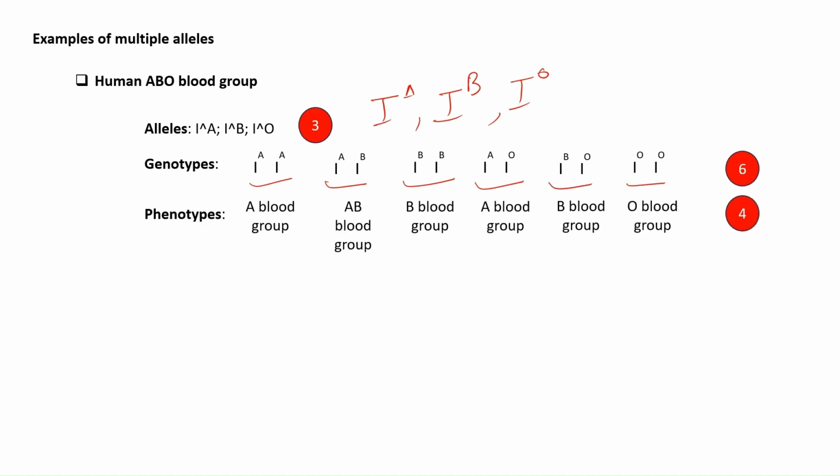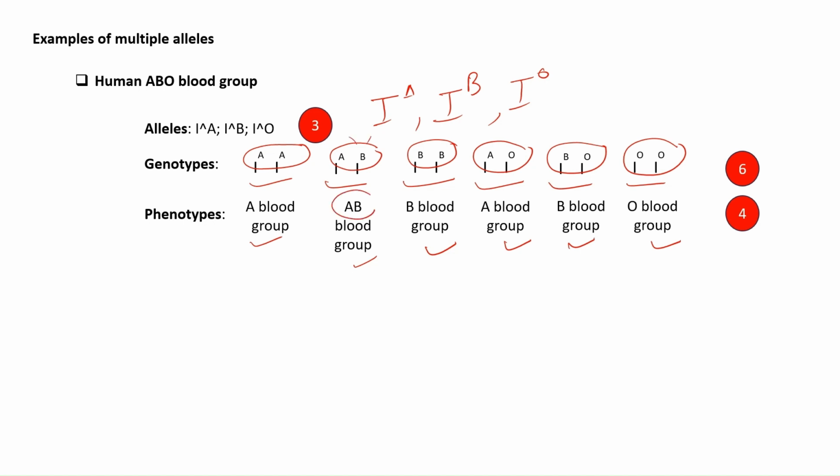Now, the phenotypes we get: when two IA are present, the blood group is A. When A and B are present together, the blood group is AB. When two B are present, it is B. IAIO is again A, IBIO is again B, and IOIO is the O blood group. So what we can see here is that when A and B are present together, we can see both as a phenotype.